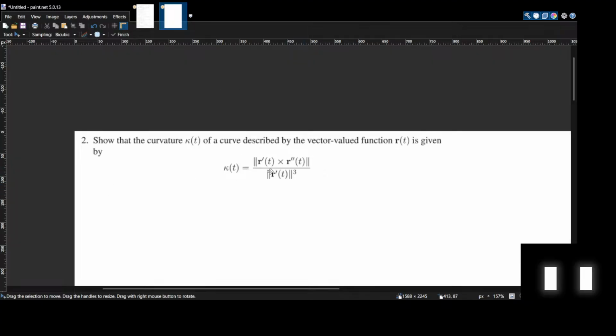Show that the curvature capital T of a curve described by the vector value function r of t is given by this function.